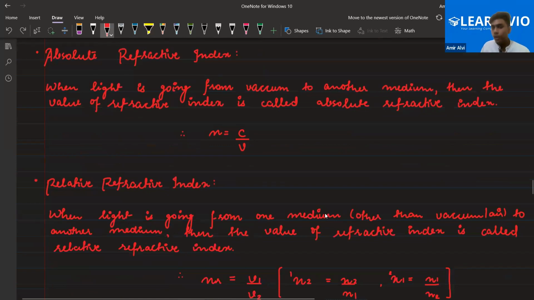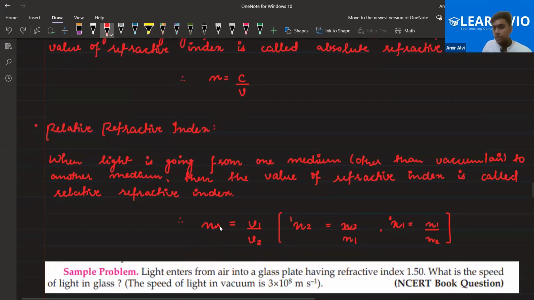When a light ray is going from one medium to another medium, both the mediums should be different from air. No air medium should be involved in that, right? So when the light ray is going from one medium to another medium, then the value of refractive index is called relative refractive index, right? So this is the relative refractive index, as I've told you.